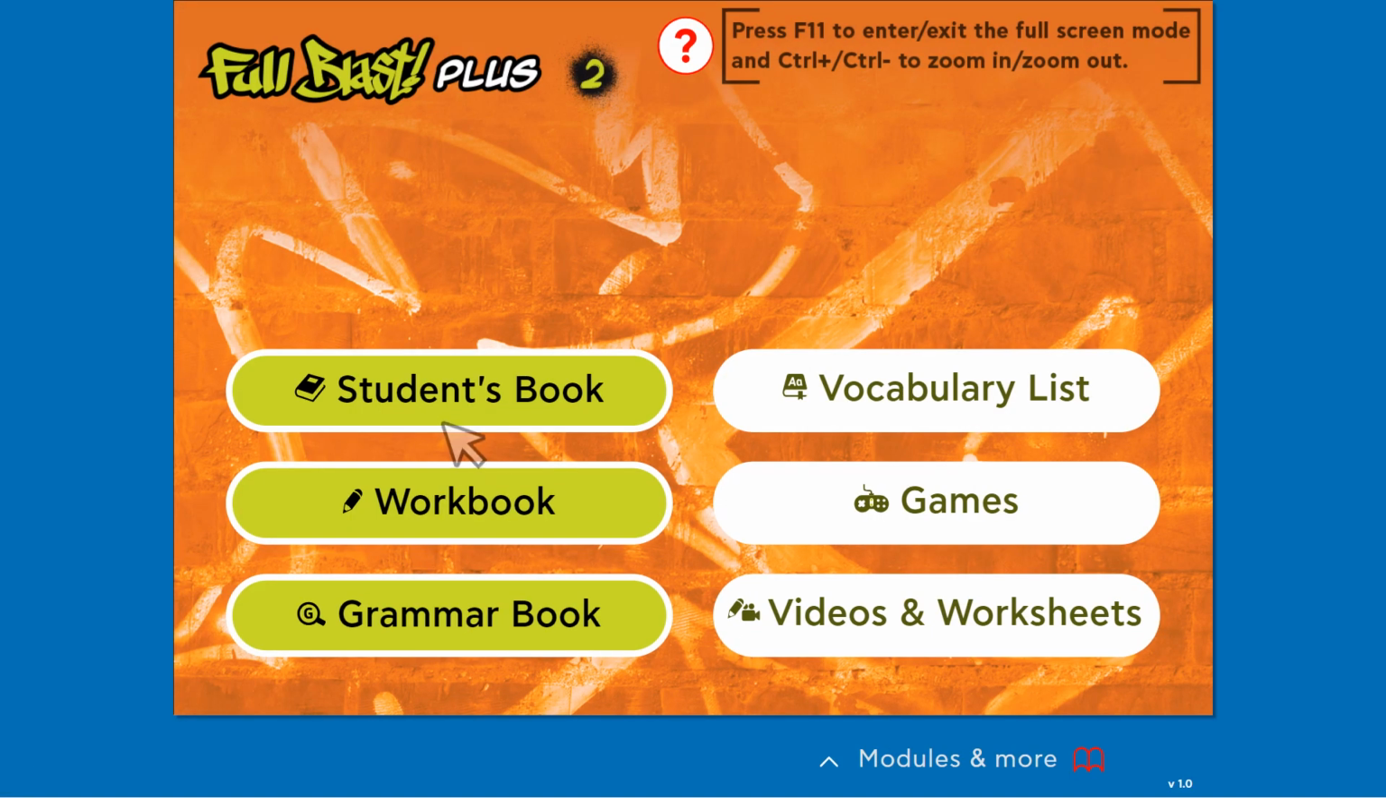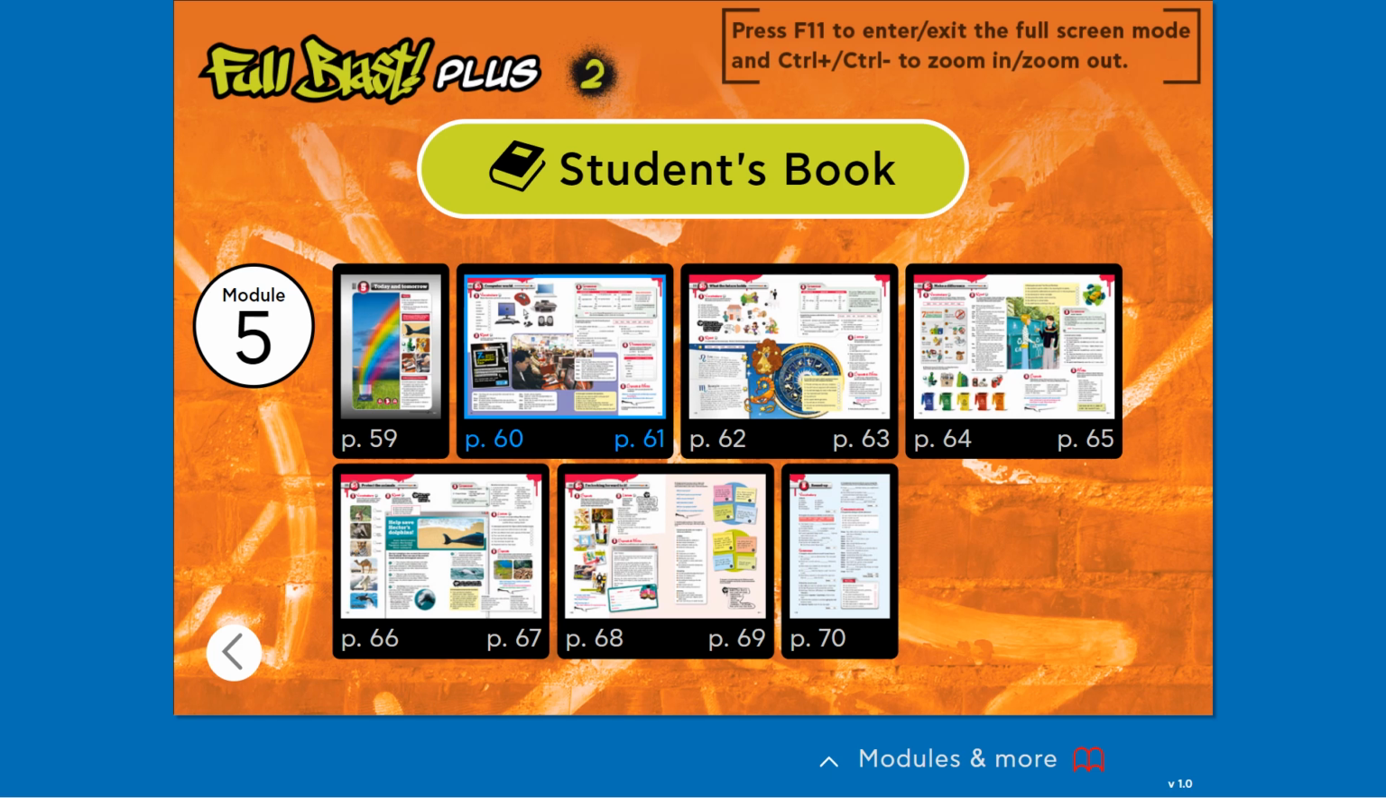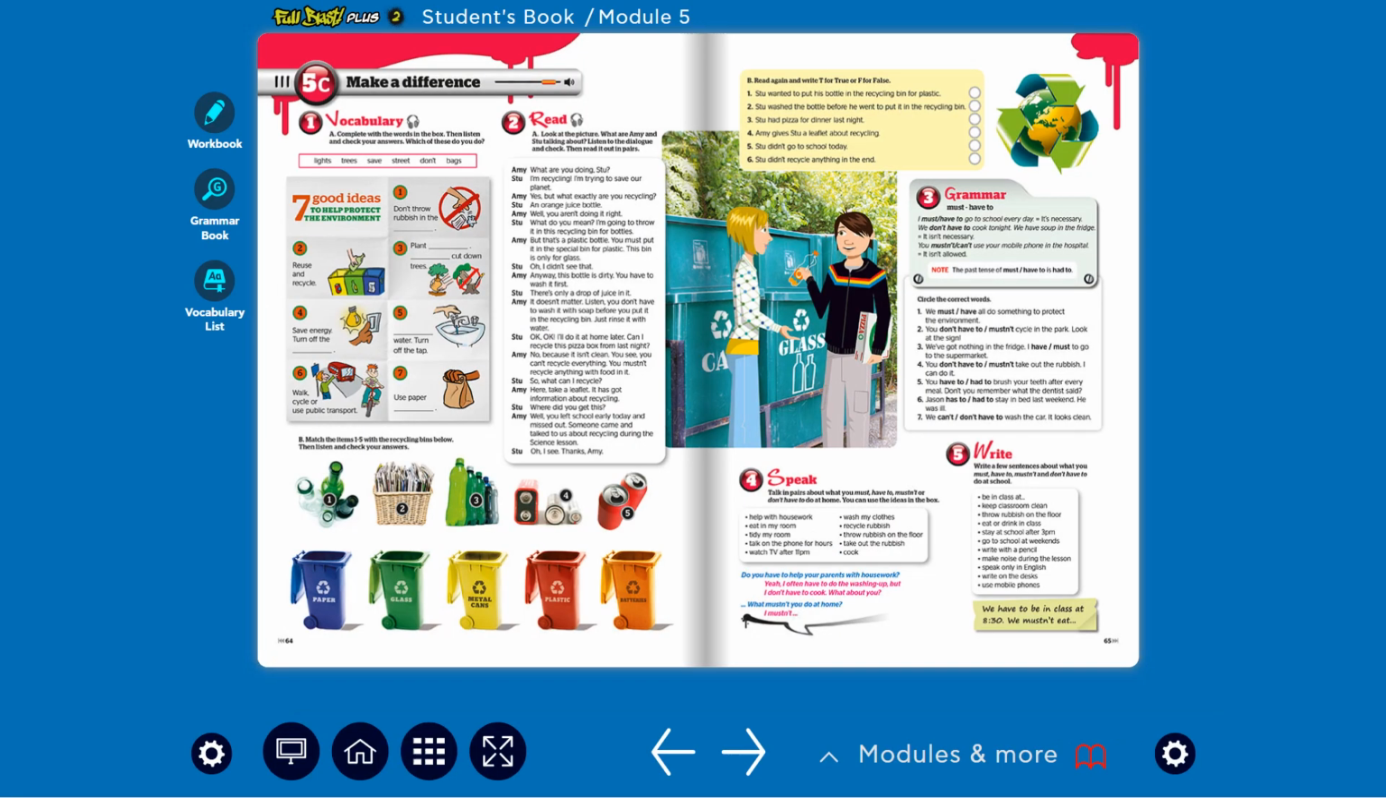I click on Student's Book and the correct module. These are all the pages of this module. Today's lesson is 5C, so I click on that page. As you can see, the page on the screen looks the same as the student's book. You can use the arrows at the bottom to go to the next or previous page.